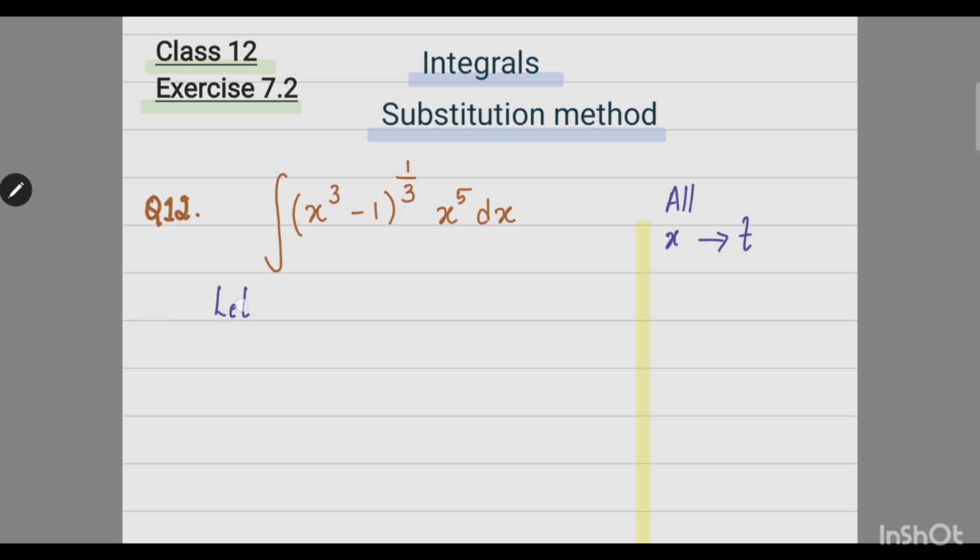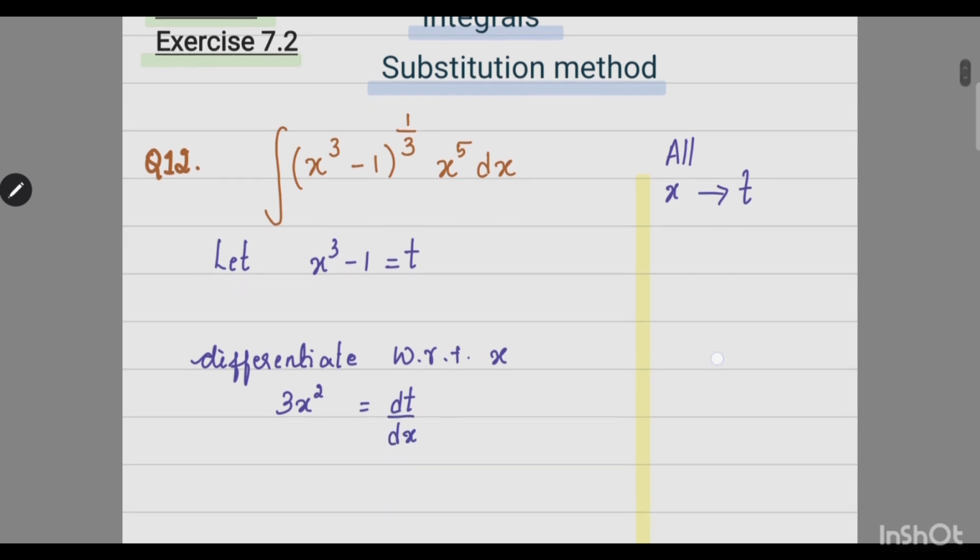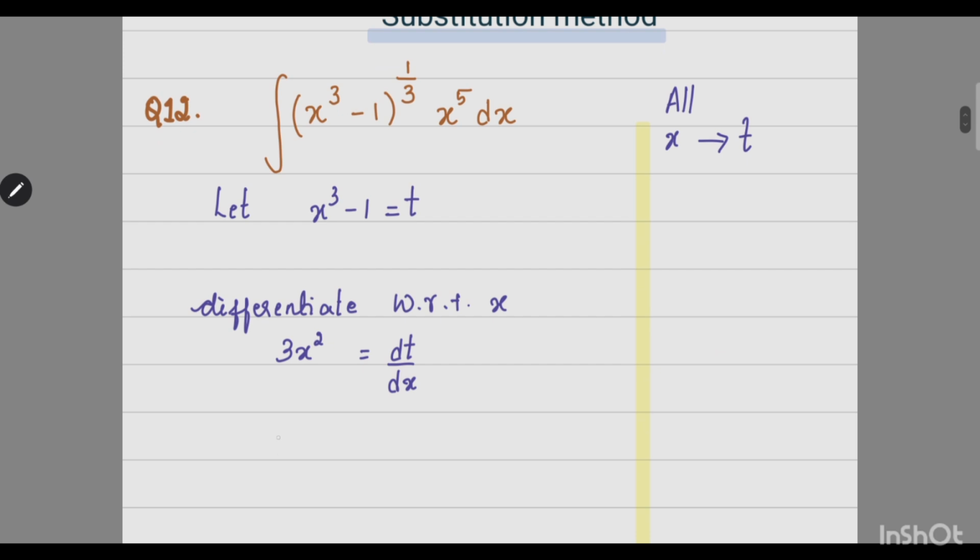So let x cube minus 1 is equal to t. So we will differentiate with respect to x. If we differentiate x cube, we will get 3x square. Derivative of minus 1 is 0. And if we differentiate t with respect to x, we get dt by dx. So now x square dx is equal to dt by 3.